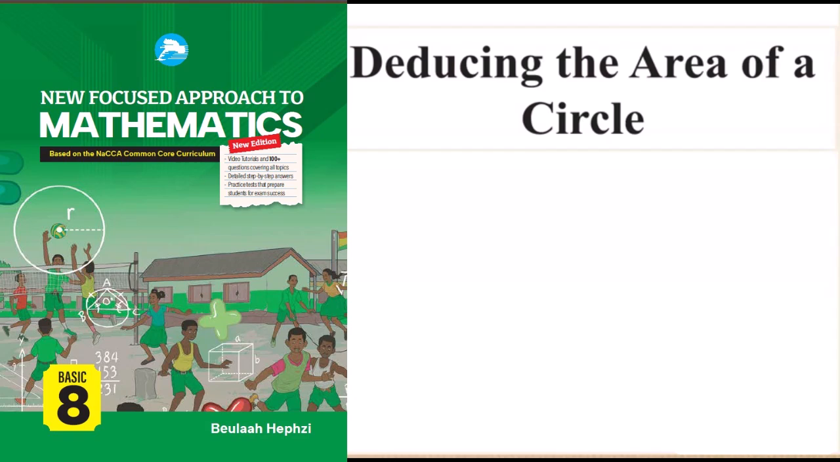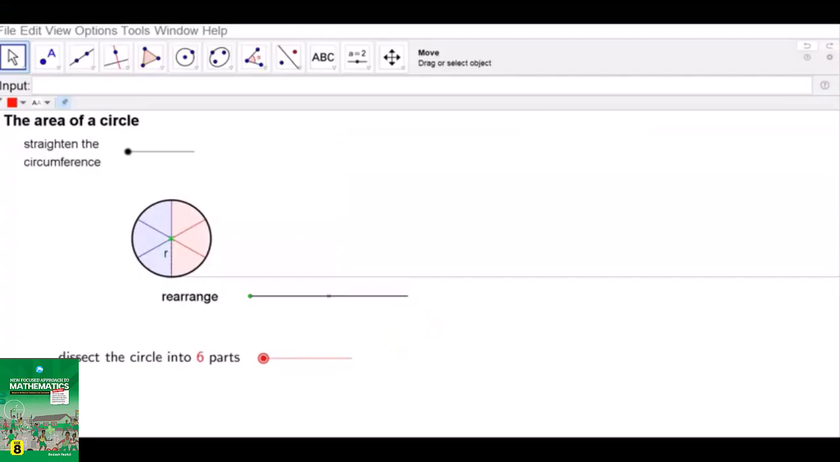Okay, so the formula that we can use to find the area of a circle, let's deduce that. We are going to use GeoGebra in doing this. Thanks to the people that worked on GeoGebra, giving us this free software that we can use to do a lot of illustration. We thank them so much for such a wonderful job. Now, with the help of GeoGebra, we can deduce the area of a circle.